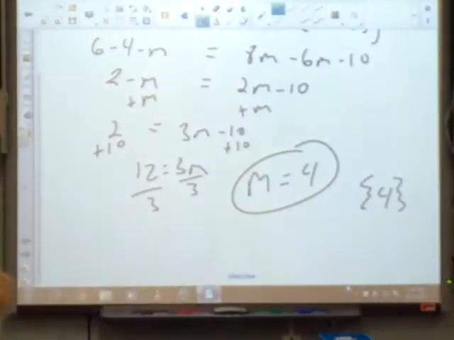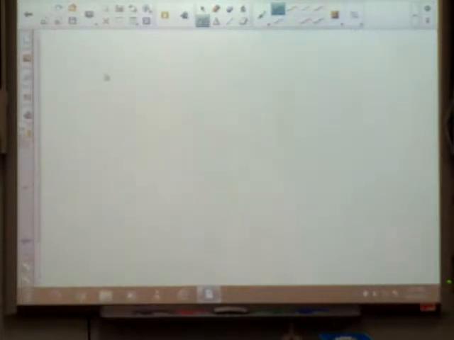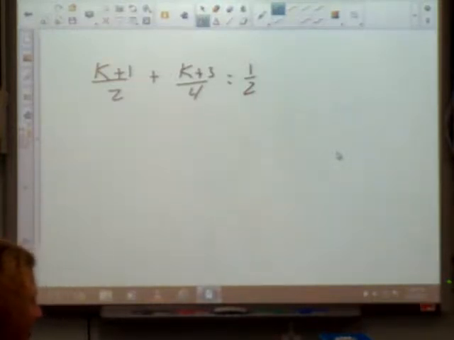All right, climbing up the ladder here, adding another step. This has got (k plus 1) over 2, plus (k plus 3) over 4, is equal to 1/2. All right, this is still a linear equation, but more specifically, it's a rational equation. What makes this rational? What's the deal with it?